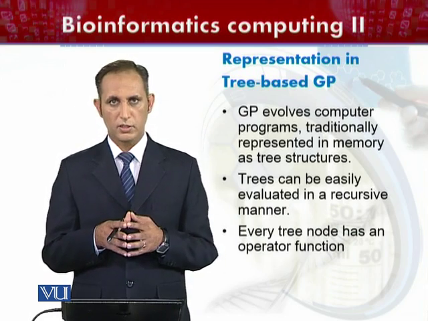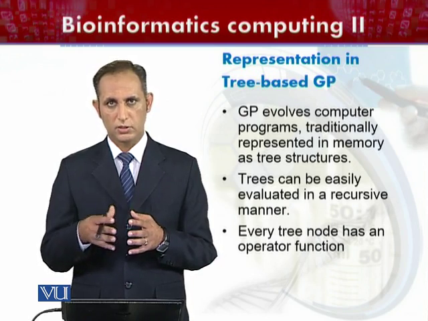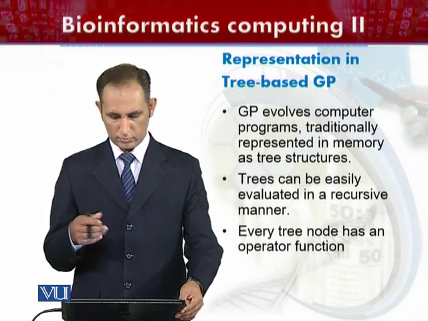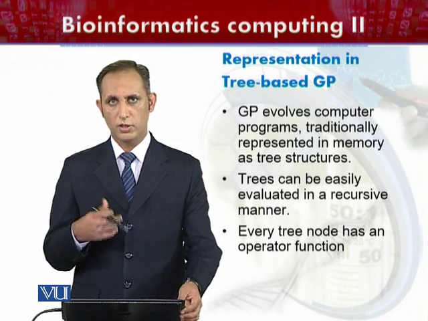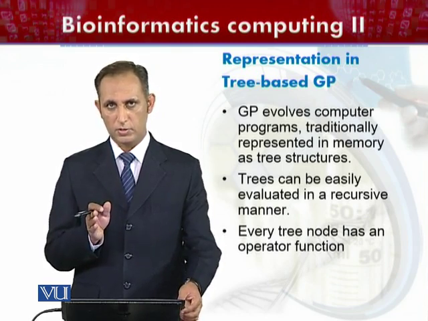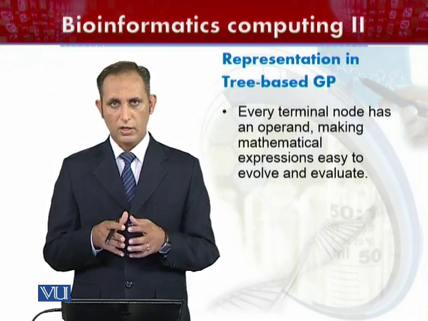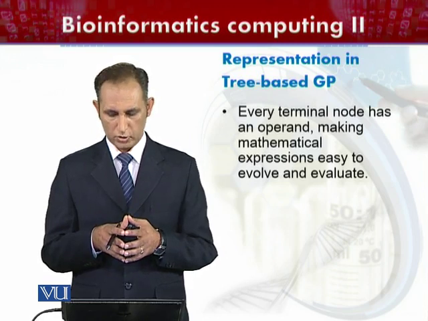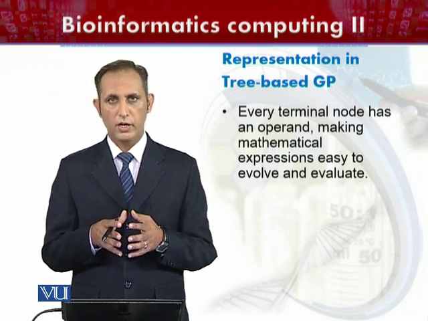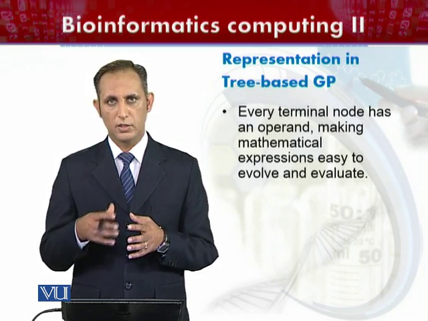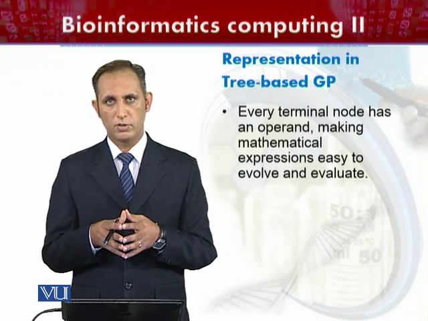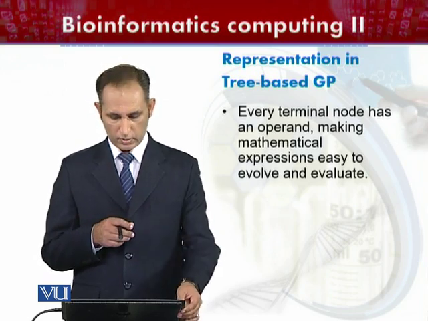Every tree node has an operation function. This is again very good and will help in the operations to be performed on the tree structure. So an operation function is associated with every node of the tree, specifically in genetic programming. Every terminal node has an operand, making mathematical expressions easy to evolve and evaluate. So mathematical equations can be easily evaluated because of the association of that operand with every terminal node.